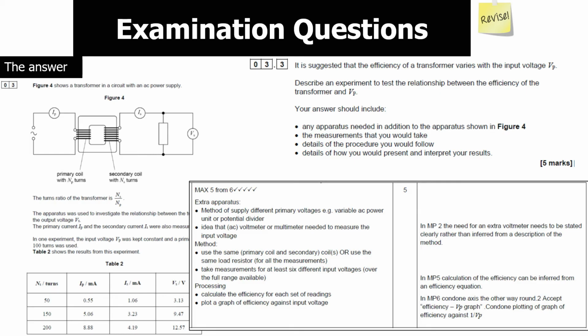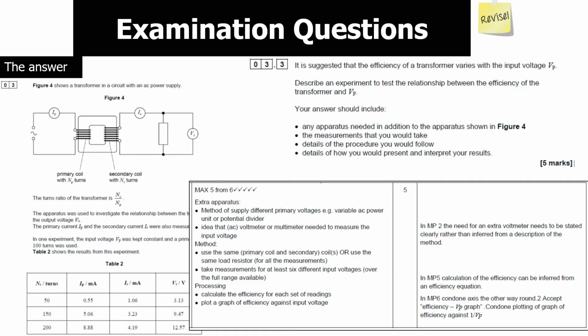So any apparatus you would need will be a method of varying your primary voltage. You get different values, so you could either use a potential divider, you could use a rheostat, or you can have a variable power supply. And you'll need a voltmeter or a multimeter to measure that input voltage, because we haven't done that yet, because we only got Vs, we haven't got Vp.